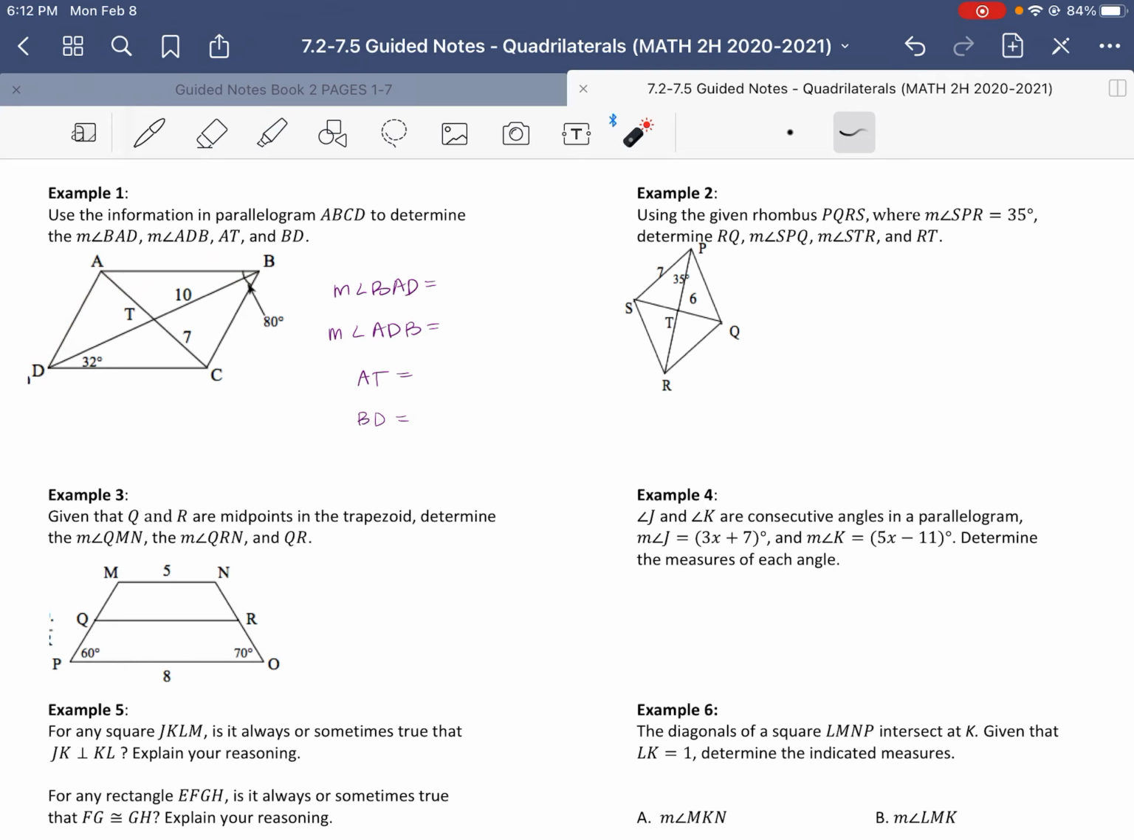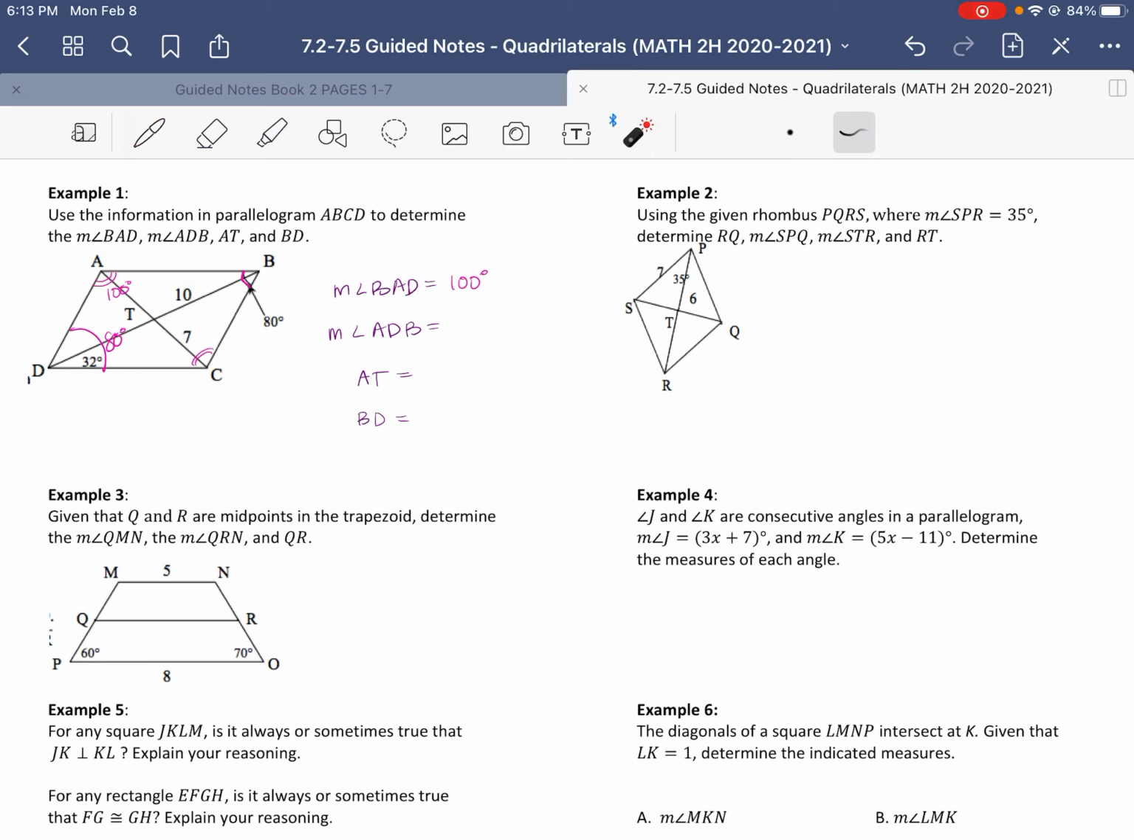Now remember, angles that are opposite each other are equal. So we know that this whole angle over here is 80 degrees because this one's 80 degrees. And remember the consecutive angles, so if they're next to each other, these two, they're going to be supplementary. So if this one's 80 degrees and they need to add to 180 degrees, then this angle over here must be 100 degrees. So angle BAD is going to be 100 degrees.